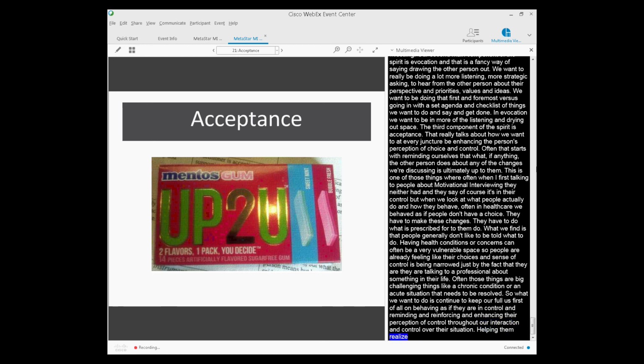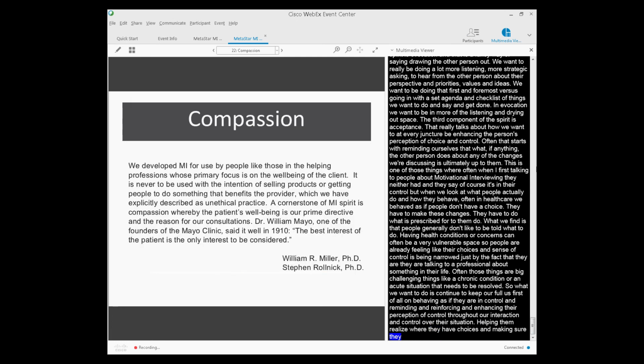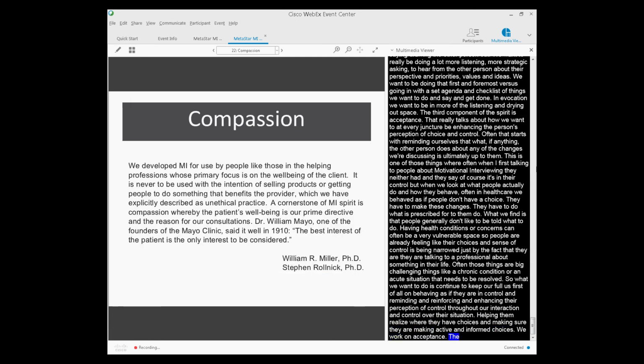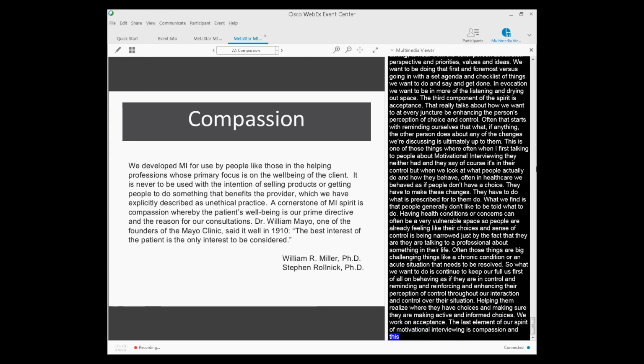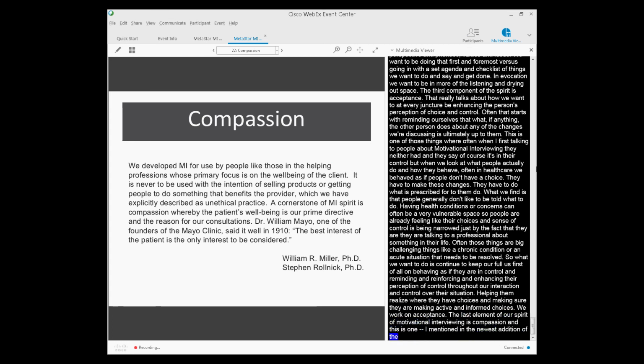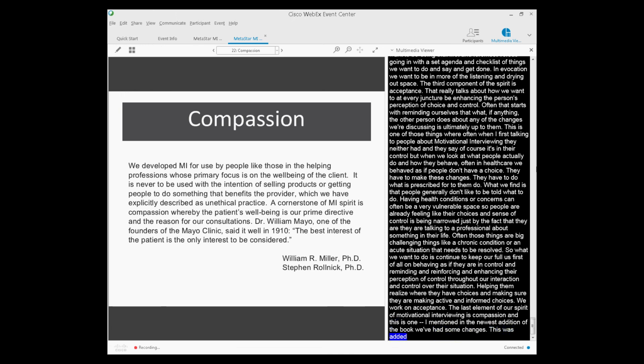So we work on acceptance. And then the last element of our spirit of motivational interviewing is compassion. And this is one, I mentioned that in the newest edition of the Motivational Interviewing book, we've had some changes. This was added into our spirit of motivational interviewing as a fourth element.